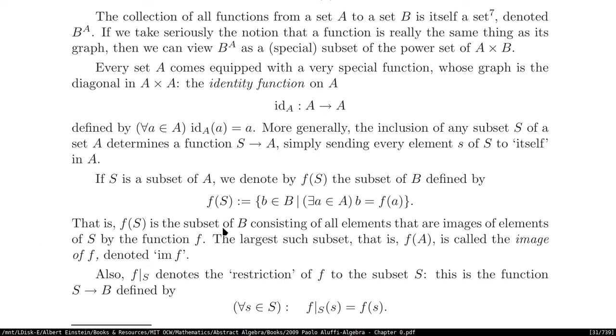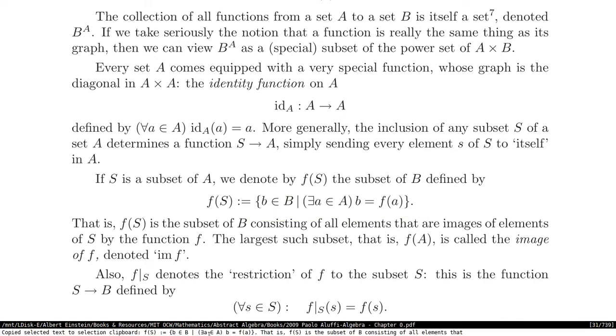And then you define what is the image of A. I already told us, but if you have S as a subset of A, then we denote by f of S the subset of B defined by the set of all the images. So f goes from A to B, so f of S is a subset of B, which is the set of all the images of f.